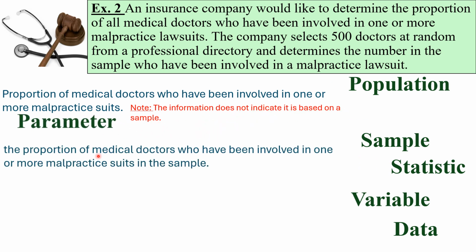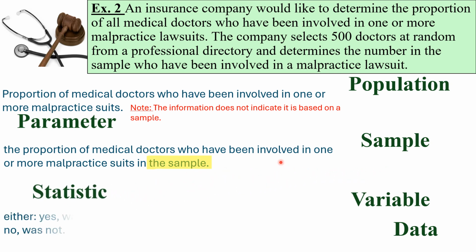The proportion of medical doctors who have been involved in one or more malpractice lawsuits in the sample. Since this proportion is from the sample, it's called a statistic. Either yes, was involved in one or more malpractice lawsuits, or no, was not. So yes or no, these are data.